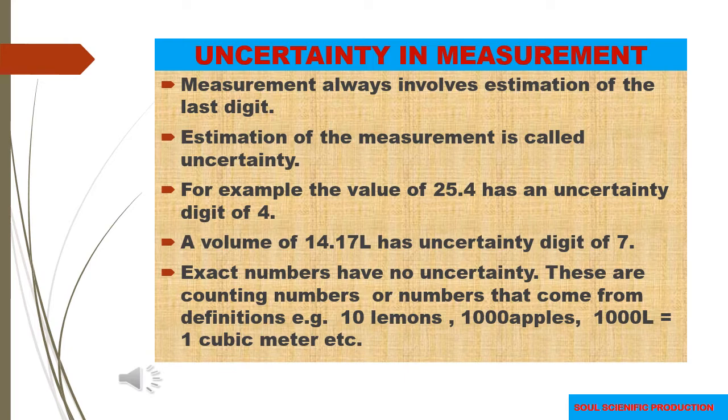Exact numbers have no uncertainty. These are counting numbers or numbers that come from definitions, e.g. 10 lemons, 1,000 apples, 1,000 liters equals 1 cubic meter, etc.